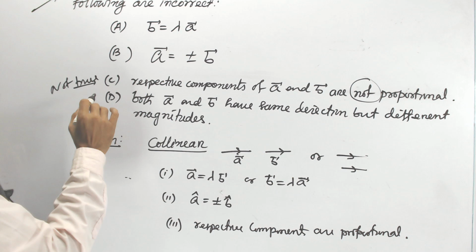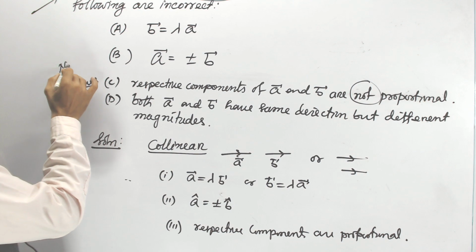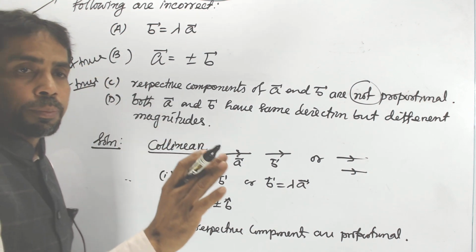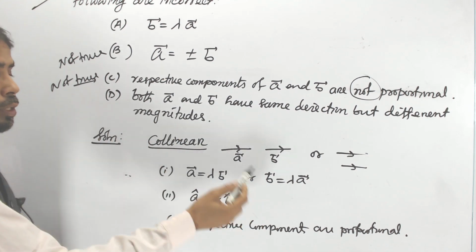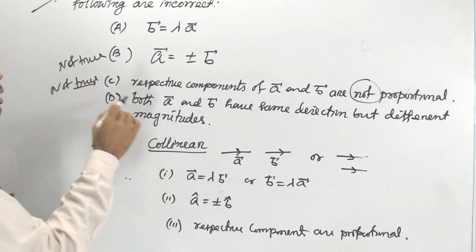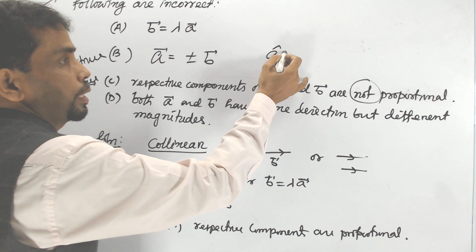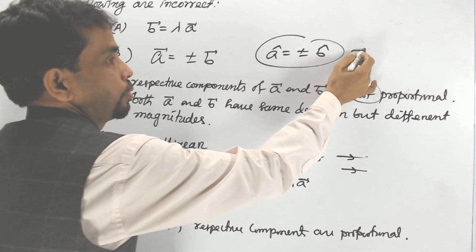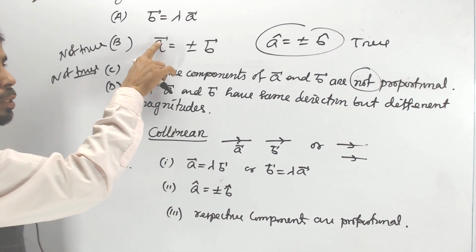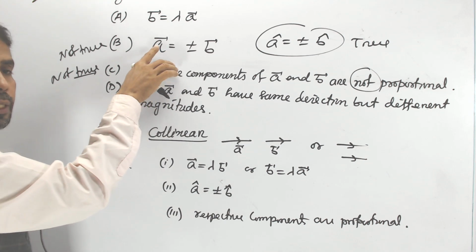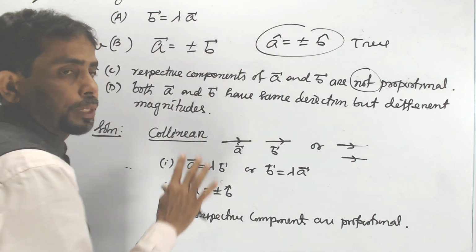Another condition, here it is given vector A equal to vector B. If it is written like this, it will not be true. There are some printing mistakes in the question and answers, so you have to understand the definition and select the answers according to it. Since it is vector A equal to plus or minus vector B, this is not true. But if I write A cap equal to plus or minus B cap, then this will be true. This is the second condition written here. A vector plus or minus B vector is not true for collinear, but A unit vector plus or minus B unit vector is true.